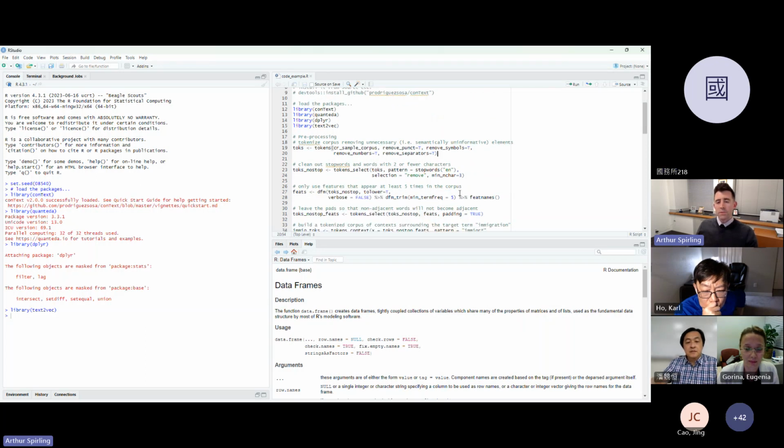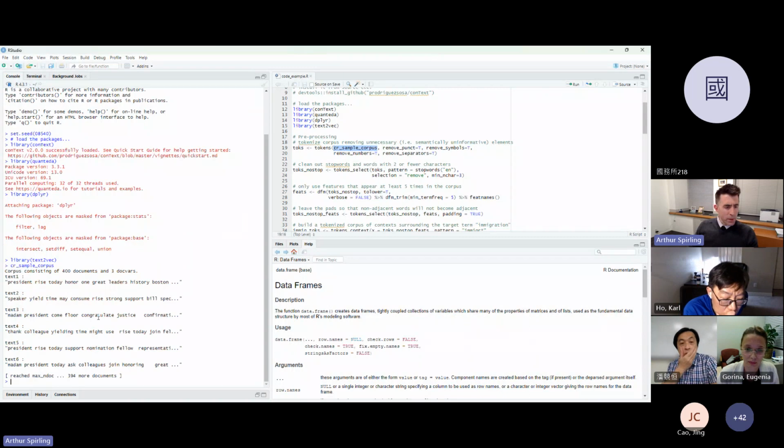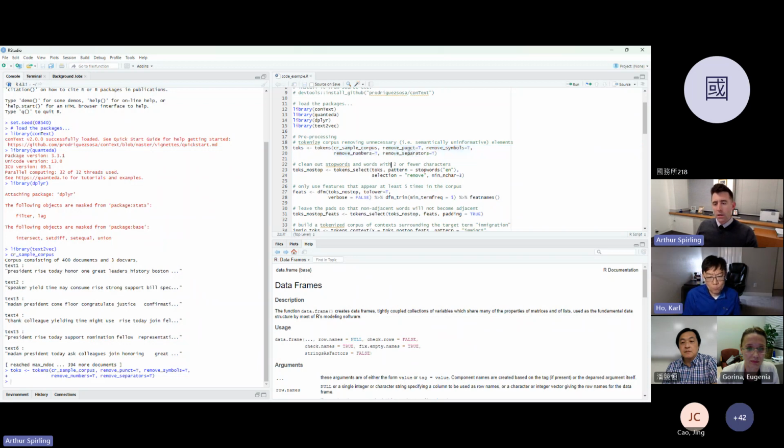In this very short demonstration, we're going to have a sample corpus, and it's this one, which comes preloaded. It's 400 documents, and it's basically people talking in Congress. We're going to do some really basic Quanteda stuff with this. We're first going to tokenize it. What we're doing is removing punctuation, getting rid of symbols, removing numbers, that type of thing. Then just for today, we're going to clear out a bunch of stop words.